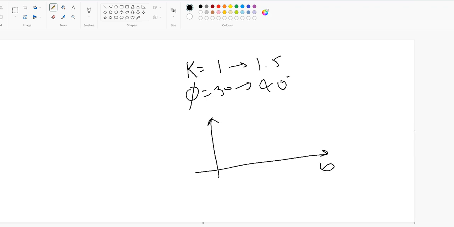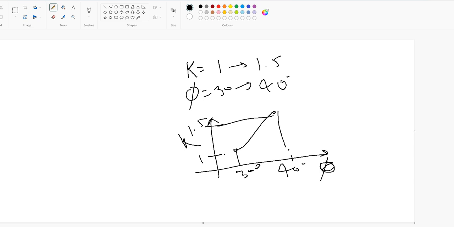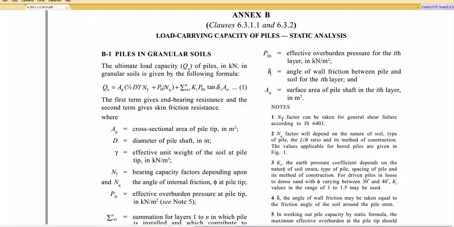If your phi is this, then K is 1 and 1.5 for phi 30 degree, 40 degree. So it will be linearly increasing, right? It's like this. So your phi is this, your slope is this. So for 30 degree it is 1, for 31 degree, 32 degree, 33, 34 up to 40 degree you'll have to get these values from linear interpolation, right? So this is all about Ki.